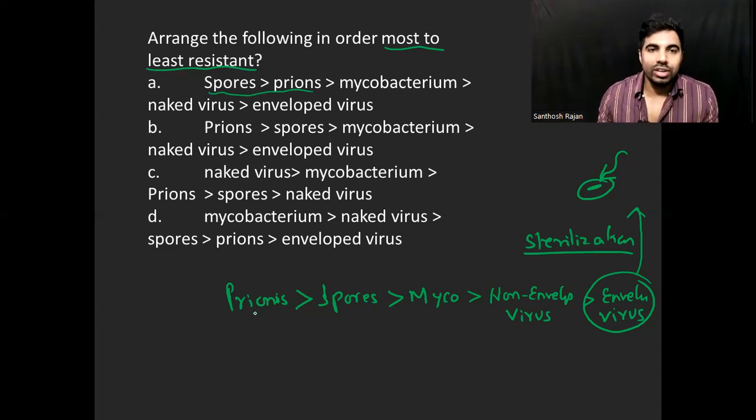So if you see this order, I'm finding the answer: prions, spores, mycobacterium, naked virus. Naked is actually non-enveloped; they have the same meaning, naked virus and enveloped virus. So this is important. The most resistant organism is prions, followed by spores. This you have to remember.